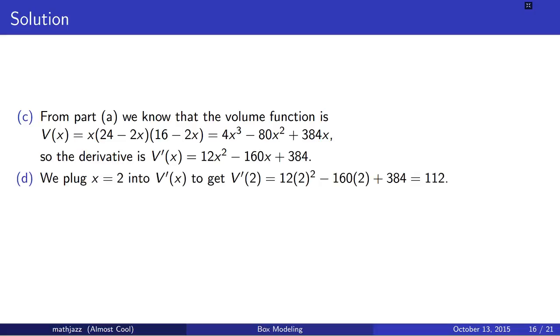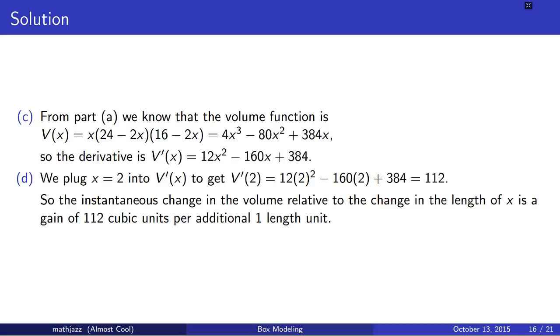Part D. We plug x equals 2 into v prime of x to get v prime of 2 equals 12 times 2 squared minus 160 times 2 plus 384, and when we add that together we get 112. What does v prime of 2 equals 112 mean? It means that the instantaneous change in the volume relative to the change in the length of x is a gain of 112 cubic units of volume per additional 1 unit of length.